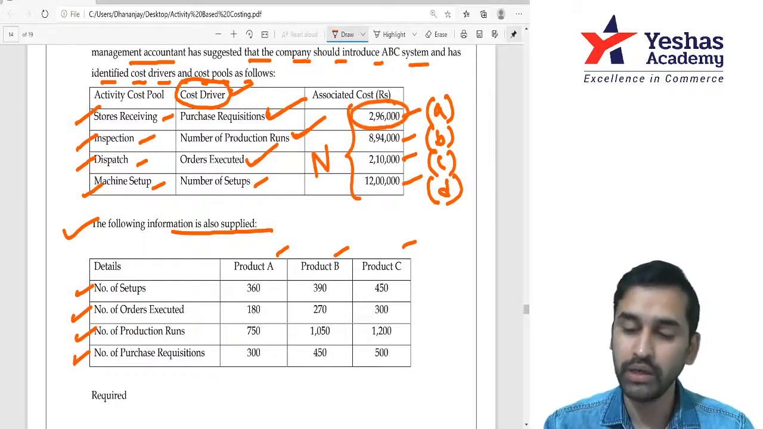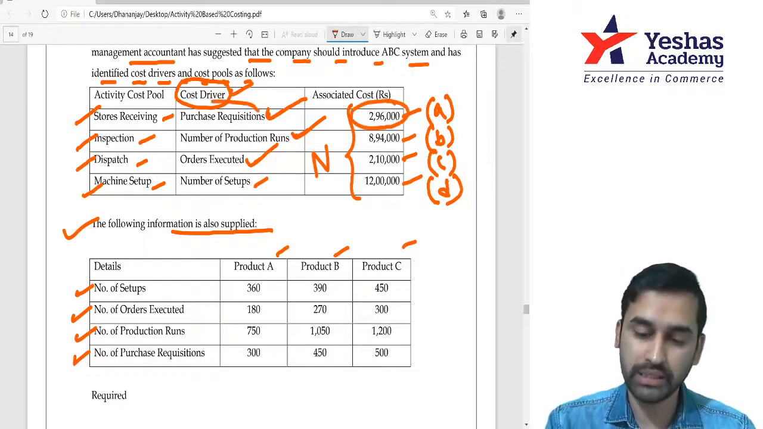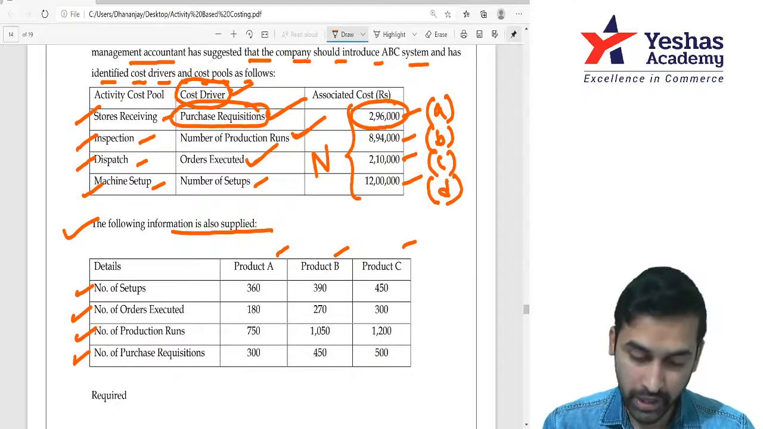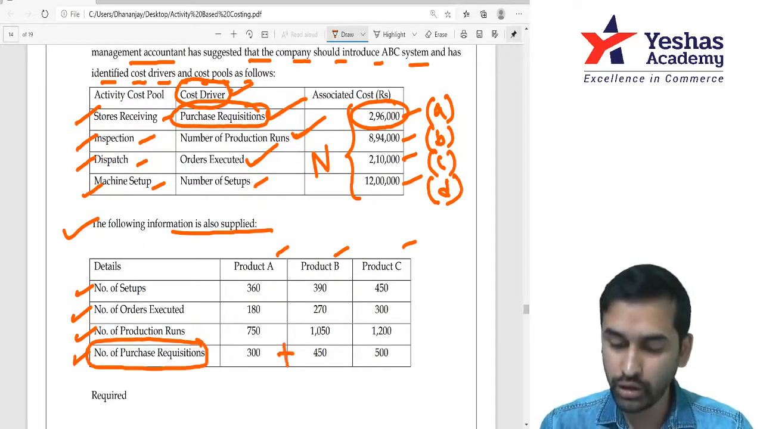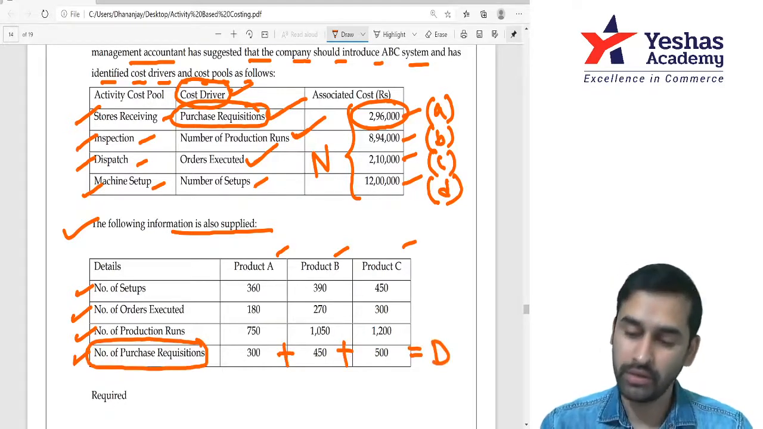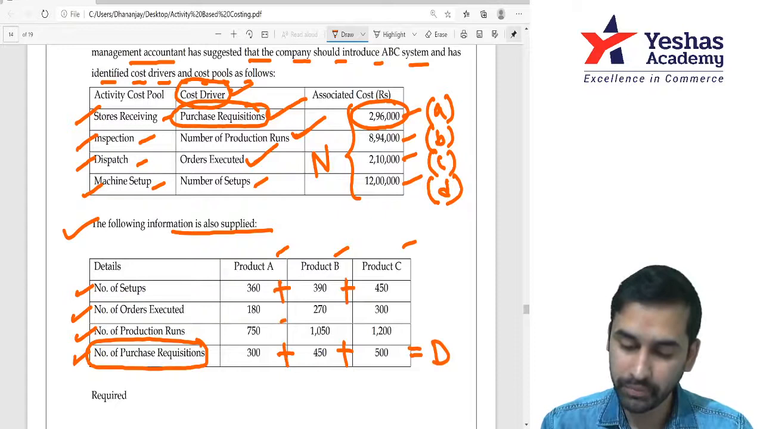2,96,000 is the numerator. What should be the denominator? Purchase requisition total. Where do you have purchase requisition? Here. If you add all of this, whatever you get, this is your denominator. Like this everywhere. Correct. I will just mark in blue. Just follow.